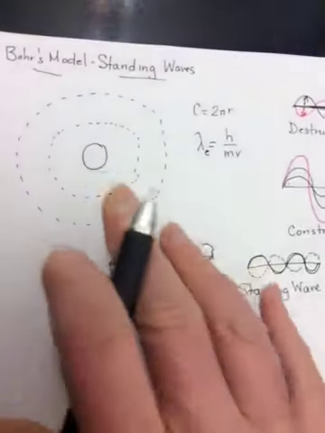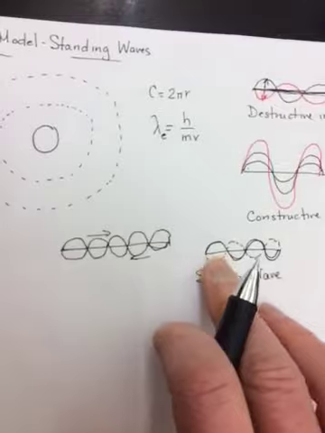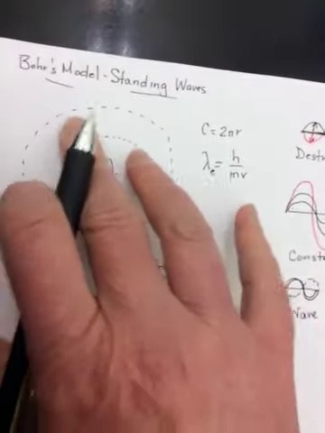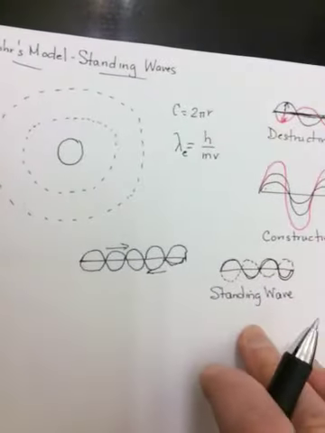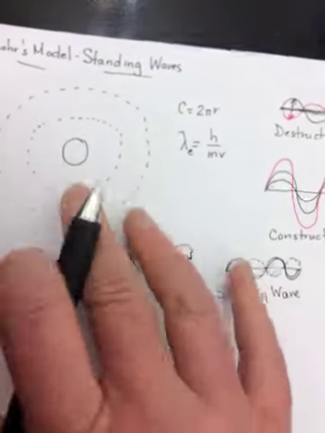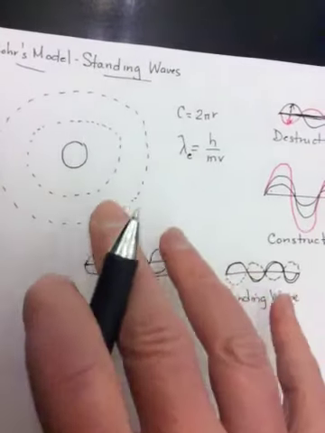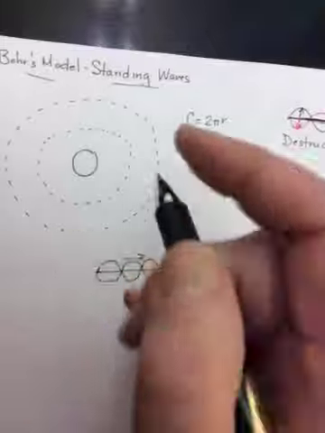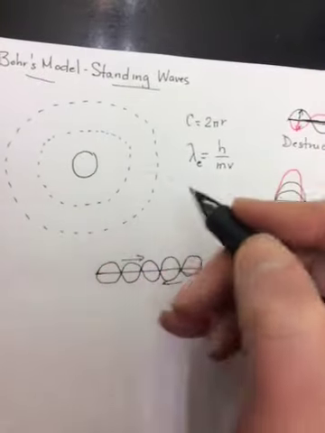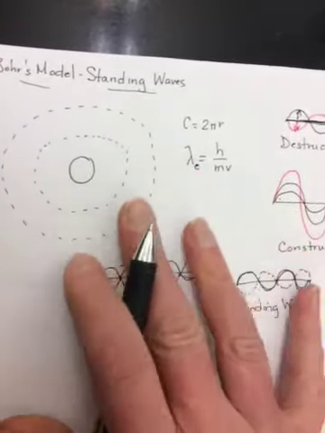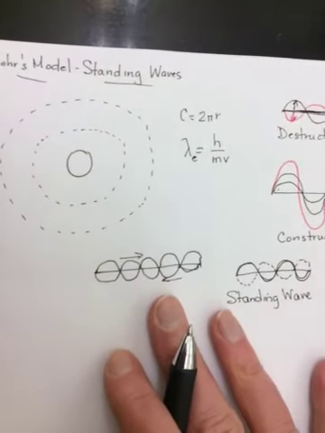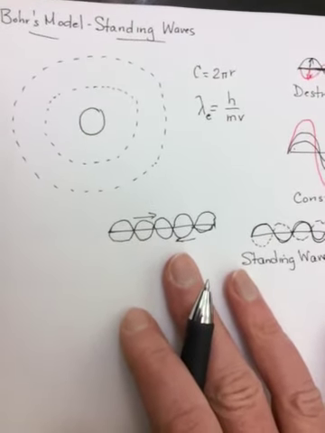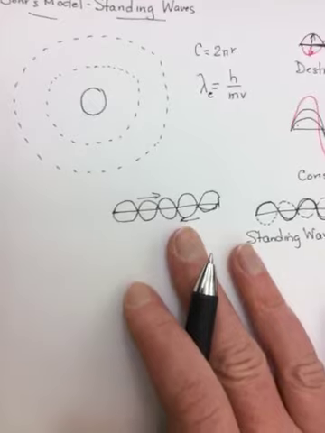So what Bohr is saying is, if this is the scenario that happens in a given orbital, if a standing wave can be created, then it'll be stable. And if it can't be created, then it'll be unstable. So he figured out all the allowable orbitals, and that's why he thinks his model should be more stable than Rutherford's, okay?